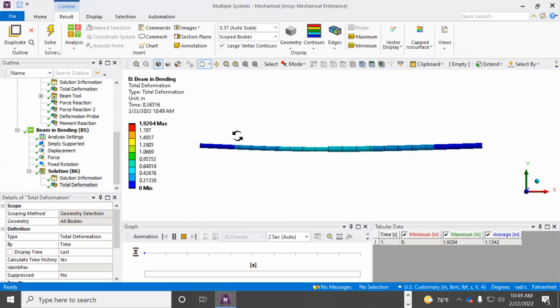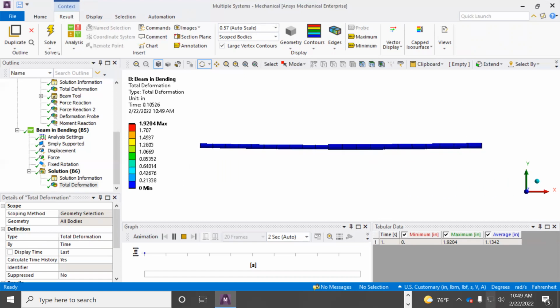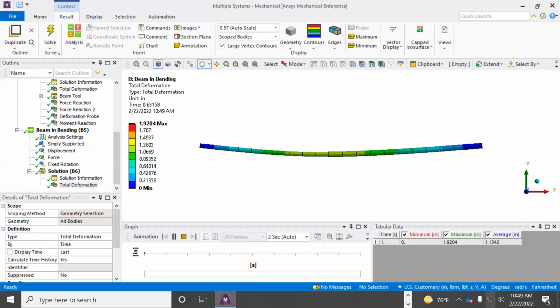I want you to pay attention to the rotational degrees of freedom at the two ends. You see, the beam is free to rotate. If I use fixed support, I won't get that behavior. That's why I always like to check the behavior here. Is this what I expect my beam to be doing?